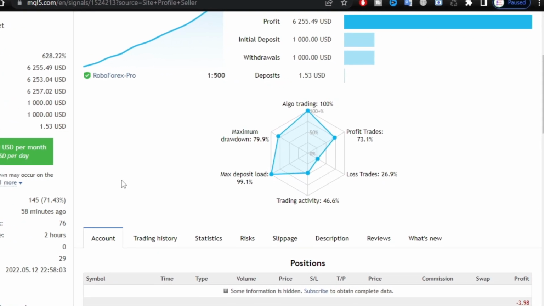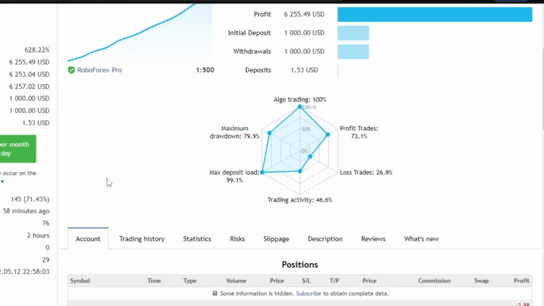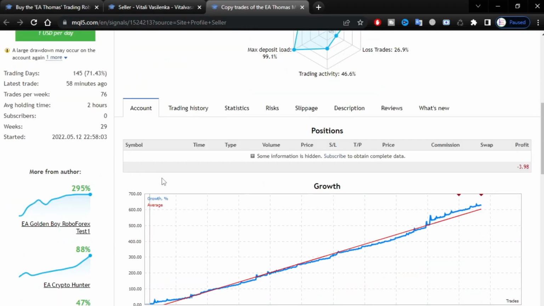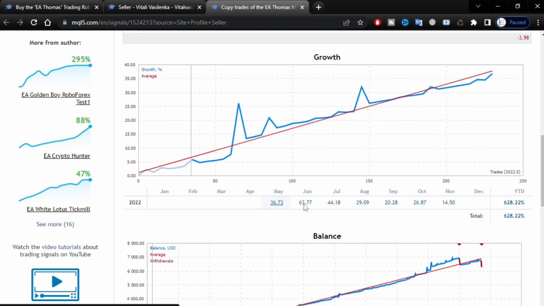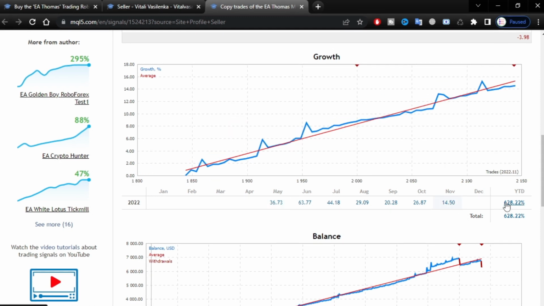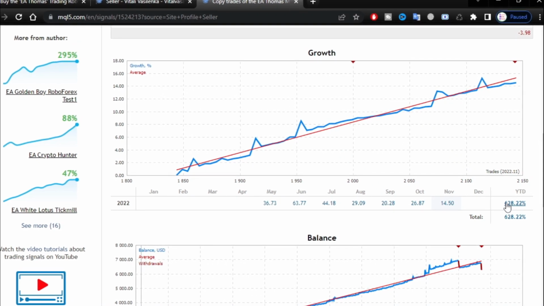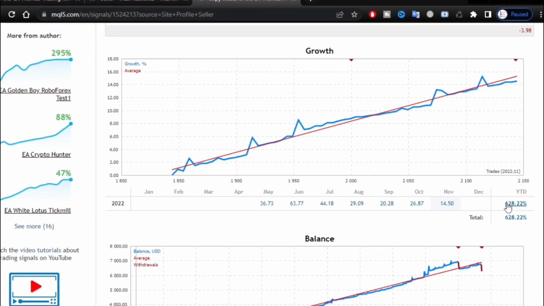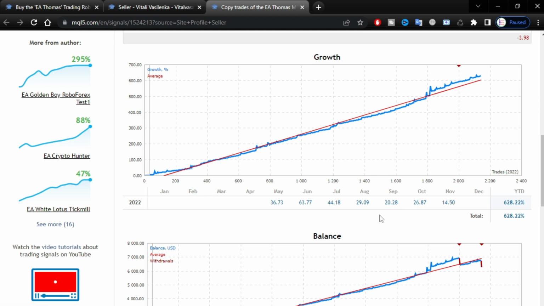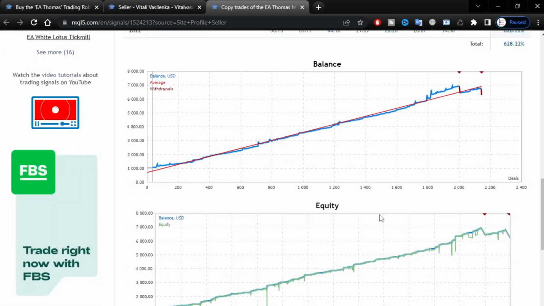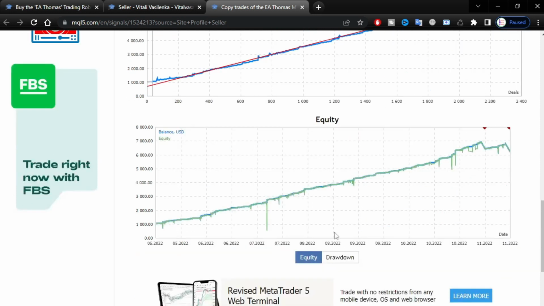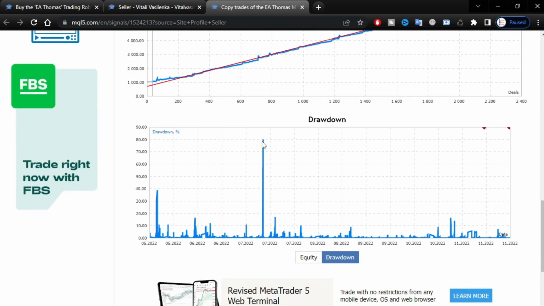Here I see a very high drawdown. It should be noted that this expert advisor is quite dangerous. But the results are comparable. You can check the profit details every month here. The profit you get every month is quite high, so that in November this total profit collected was 628.22%. You can also see the growth of your balance in this graph. The drawdown of 79.93% occurred in July 2022.